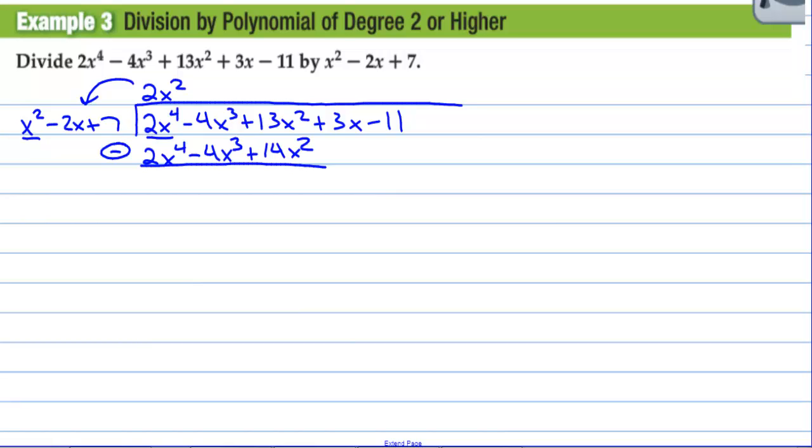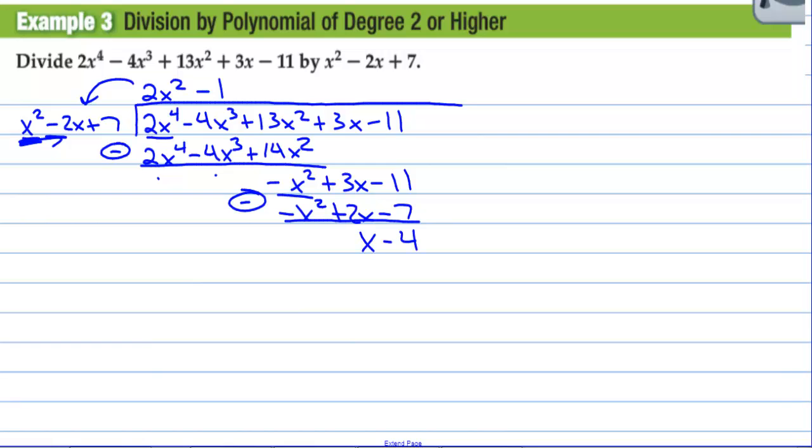In long division, we always subtract. So we get a 0 here, a 0 here, and negative x squared there. And we're taking these 3 at a time, so let's bring down 2 more. What do you multiply times x squared to get negative x squared? Well, negative 1. So negative x squared plus 2x minus 7 is what you get when you distribute that negative 1 through. And we always subtract. And 3 minus 2 is 1, and negative 11 minus negative 7 is negative 4. So the answer is 2x squared minus 1 plus x minus 4 over x squared minus 2x plus 7.